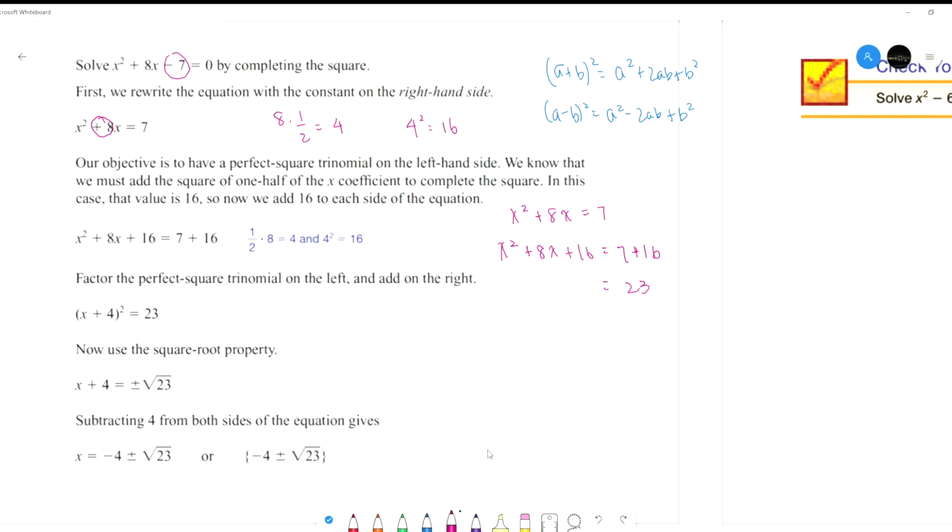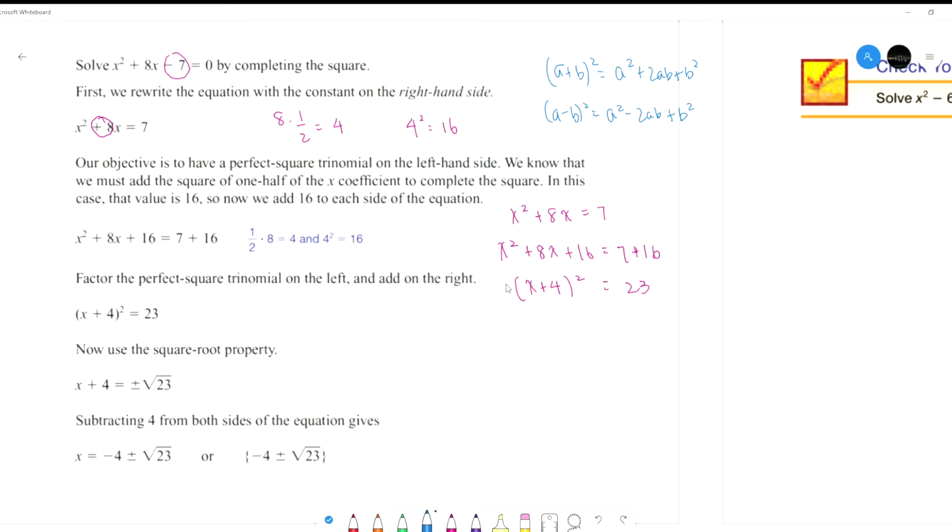So this will factor into what we solved here when we did the 8 times half. This is going to factor to x plus that 4 quantity squared. Does everyone see that relationship? Right, if you took this binomial and you squared it, you get x squared plus 8x plus 16. Okay, so that's what completing the square is. You take your b, you multiply by half, you square it, and add it to both sides.